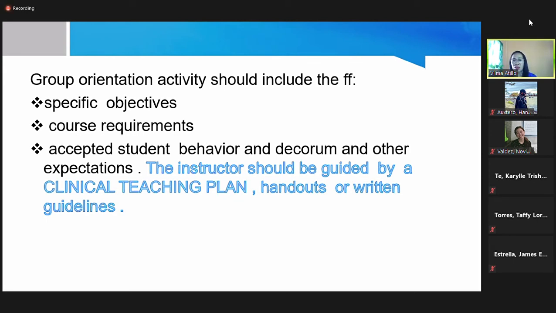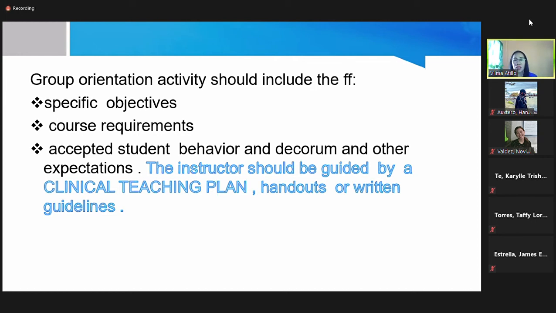So the instructor should be guided by a clinical teaching plan. We have yung teaching plan na ginagawa. No, it is the clinical instructors that do that, submitted the teaching plan to the dean, approved by the president. Yun ang guide ng clinical instructors when they will have their orientation in the ward. So, meron tayong mga handouts or written guidelines that will be given to the students during the orientation. Sometimes meron, sometimes wala. Kaya makinig lang during the orientation.